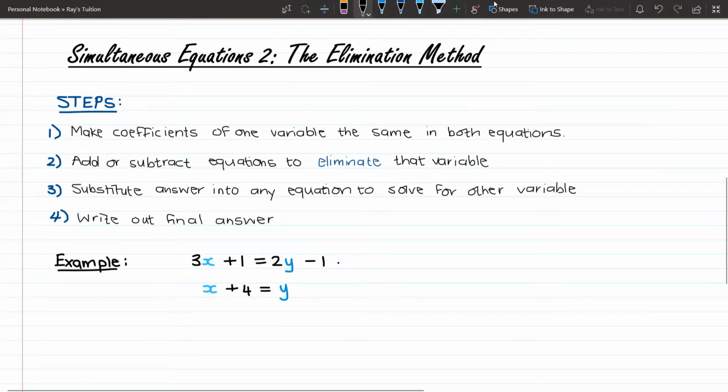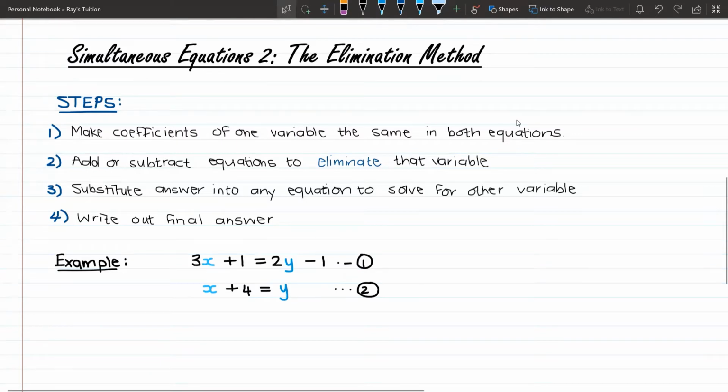You should always number your equations that you're solving. It's just good procedure, and it helps a lot with your output and your answer. So the first step over here is make coefficients of one variable the same in both the equations. So here we have x and we have y, and we would like the coefficients to be the same.